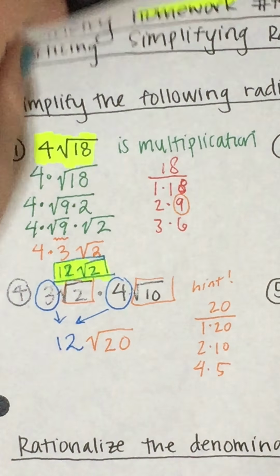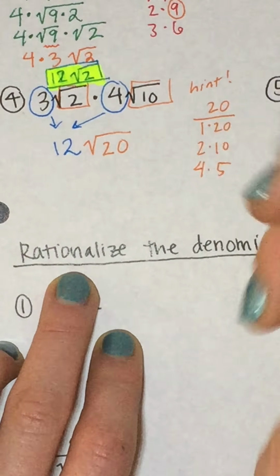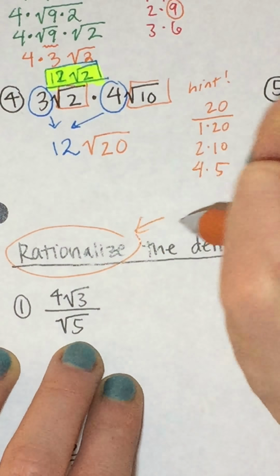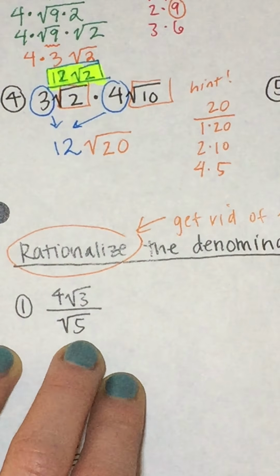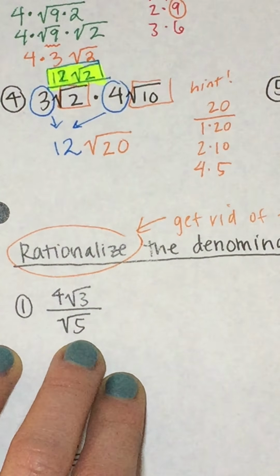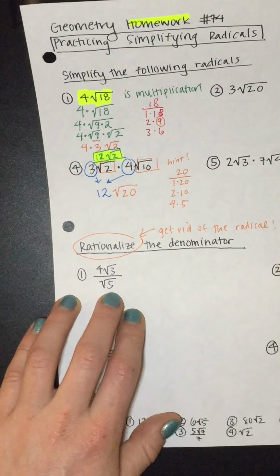All right, let's do one more. Number 1 down below. Rationalize the denominator. Rationalize means get rid of the radical. So we are going to get rid of the radical in the denominator, which is the bottom. So here, this is the issue. This is what I need to get rid of, okay? No radicals in the denominator. We did this yesterday in class, or last class.